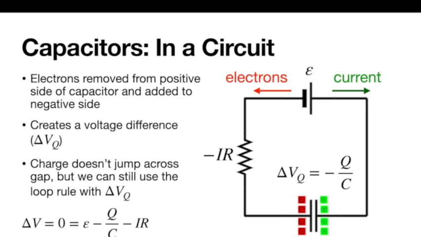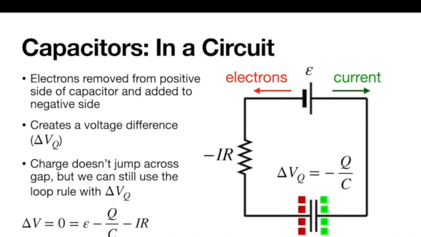Okay, so we can still use our loop rule here. Now with all three elements here, we get 0 going all the way around, and we have a plus epsilon from the battery, a minus Q over C from the capacitor. The way we know it's minus is because we're going in the direction of current, so clockwise here, we're going from positive to negative, right? So that's a drop in voltage, and then, of course, minus IR across the resistor.